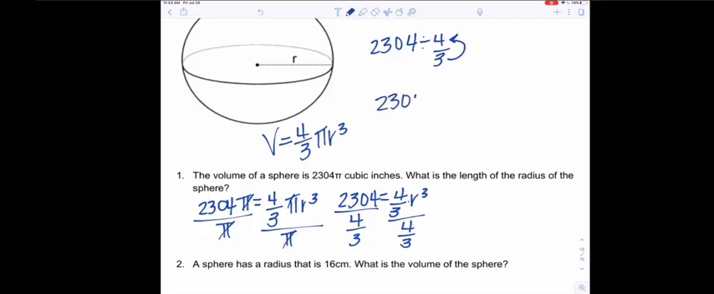I flip it. I'm sorry. I flip it and I multiply. So times 3/4, and this is over 1. Okay, so now I'm going to multiply the top 2304 times 3. 3 times 4 is 12. Carry the 1. 3 times 3 is 9. 3 times 2 is 6. And now I have 6912 over 4.